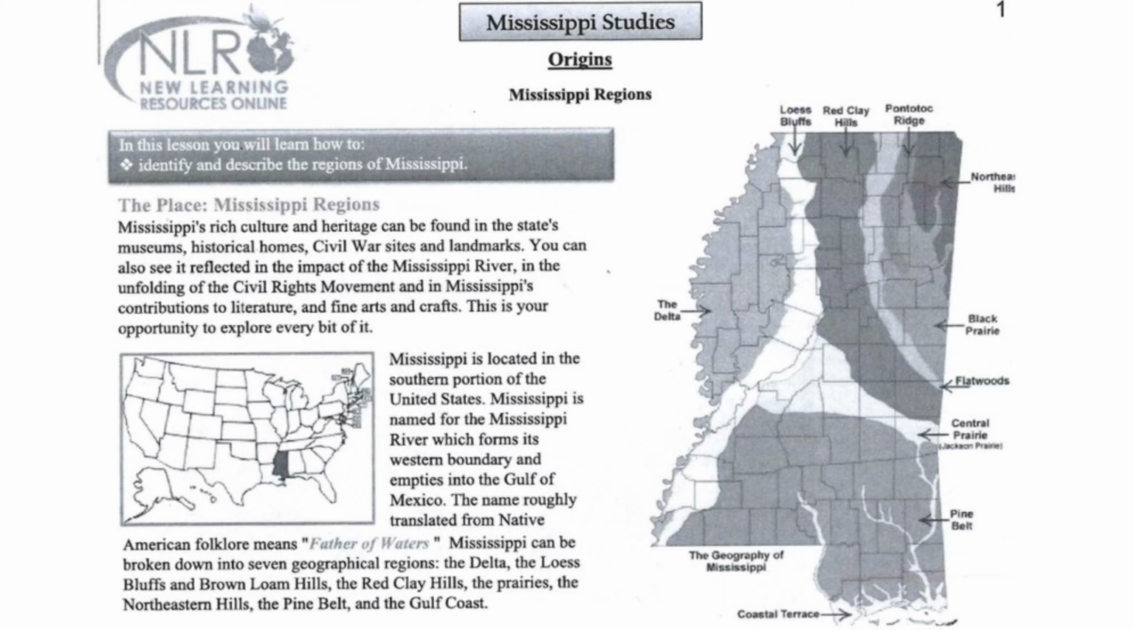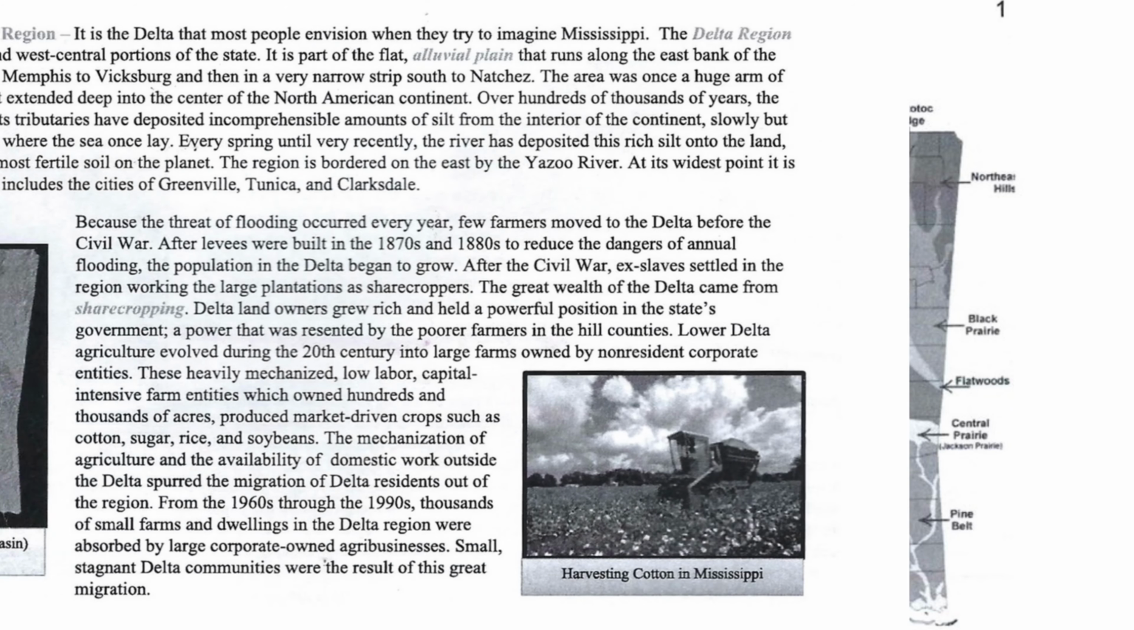Mississippi is located in the southern portion of the United States. Mississippi is named for the Mississippi River, which forms its western boundary and empties into the Gulf of Mexico. The name, roughly translated from Native American folklore, means Father of Waters. Mississippi can be broken down into 7 geographical regions: the Delta, the Loess Bluffs and Brown Loam Hills, the Red Clay Hills, the Prairies, the Northeastern Hills, the Pine Belt, and the Gulf Coast.